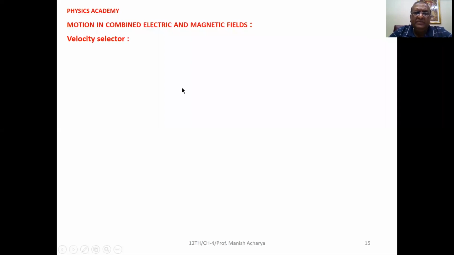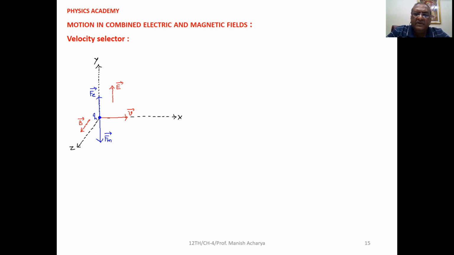Now the next topic, that is motion in combined electric and magnetic fields, velocity selector. This is the special case. Now see here, suppose we have the electric field and magnetic field, both are perpendicular to each other, and a charged particle enters in both the fields perpendicular to both field.